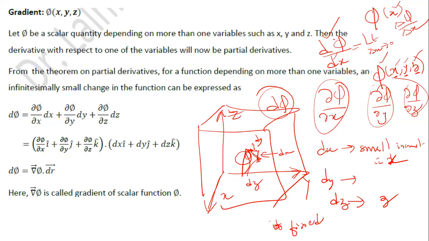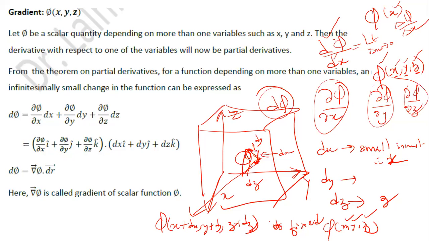Let me repeat. Let's say we have a certain function phi, which is a function of space variables like x, y, and z. If you fix the value of x, y, and z, then the phi value will be fixed at one particular point in space. But if you move to another location here, let's say the coordinates of this location are x plus dx, y plus dy, z plus dz. Previously the coordinates were x, y, z, but if you move to another location, we can consider that location as x plus dx, y plus dy, z plus dz.